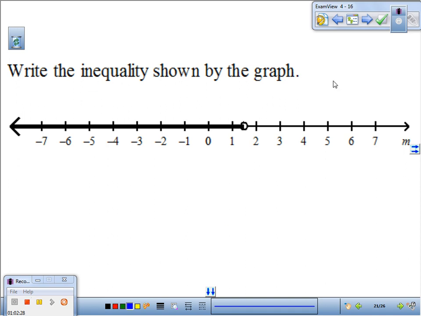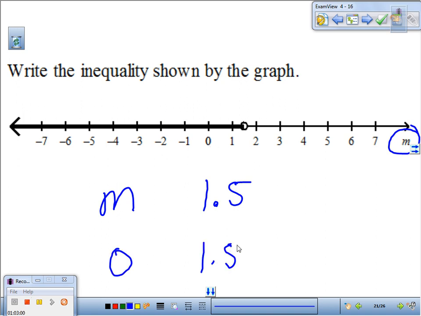Whenever we write an inequality, we always start with a variable. I want you to check which variable they give us. What is that variable? So we write m. The second thing we write is our dividing point. What's our dividing point here? 1.5. Are we there so far? From there, we test a point. Which number do you want to test from the solution? 0. So I'm going to write 0 for m and 1.5 over here.